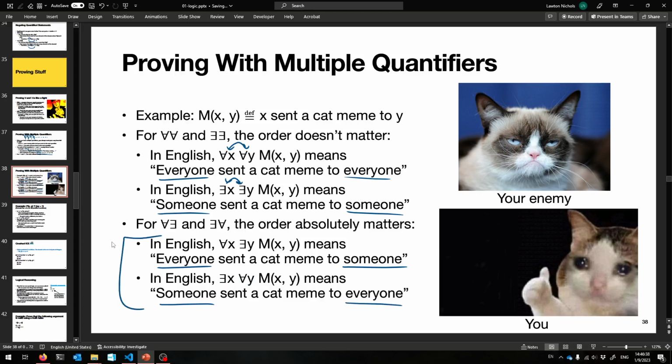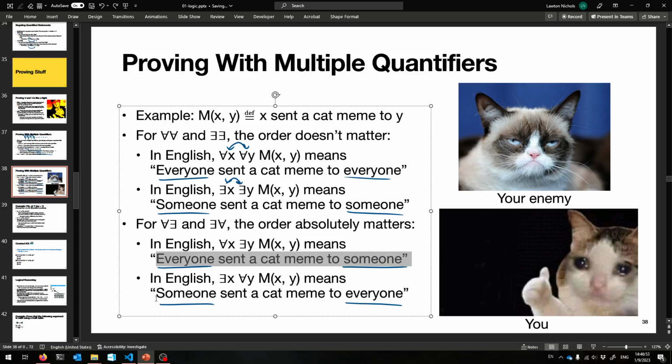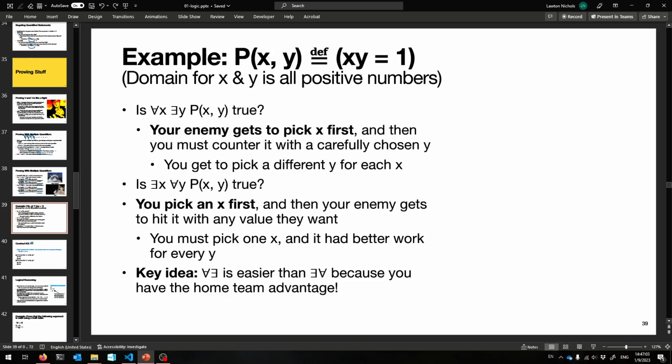So yeah, do you see how these are two different statements? Okay, so the order really matters, especially when you're proving things. But also just when you're trying to understand what the statement is talking about. Everyone sent a cat meme to someone versus someone sent a cat meme to everyone. So please stare at this slide until it makes sense. Okay? So that's the idea. Here is a bit of a nicer example that involves real math. Okay?